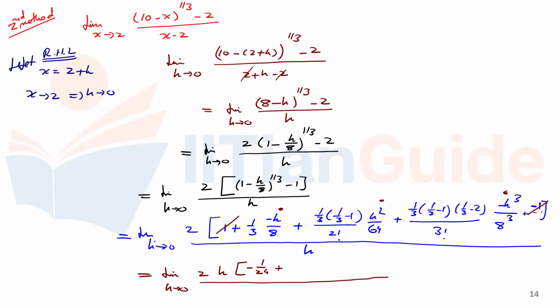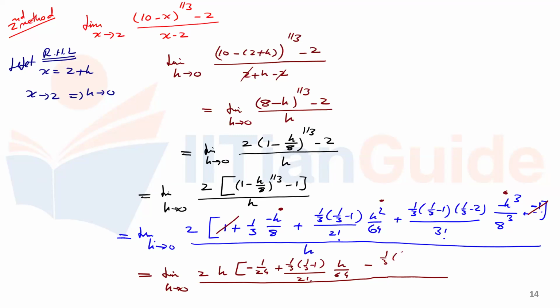After that, h square was there. I have taken h common, 1 h is left. So (1 by 3 minus 1) divided by 2 factorial into h divided by 64 would be there. In the next one, I will have an h square term. Okay, so minus sign, minus h cube has become a minus sign.